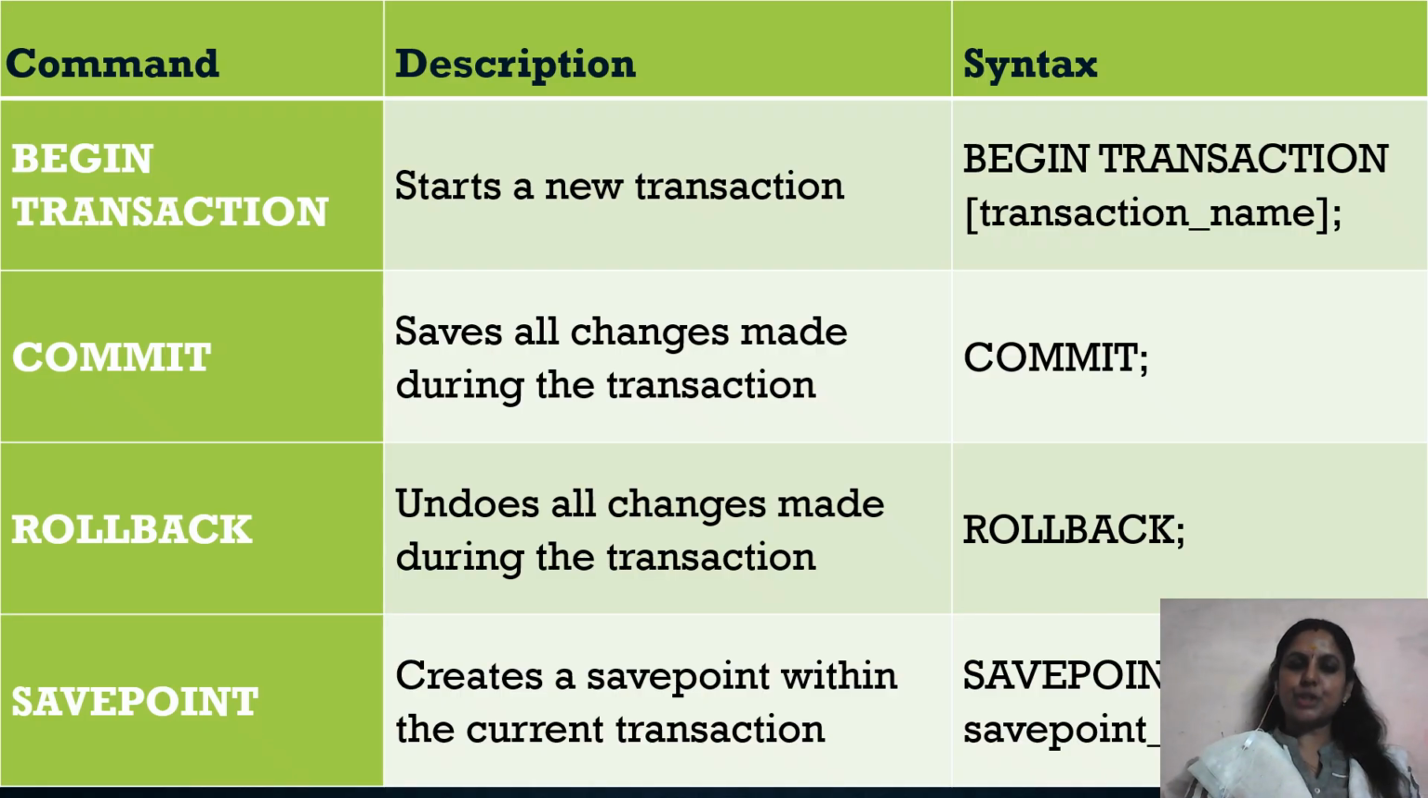The tabular column shows the commands which are used in the TCL. The first one, begin transaction. It starts a new transaction and the syntax is begin transaction and the transaction name we should mention. The next one is commit. Saves all changes made during the transaction. We can use just the word commit. The next one is rollback. Undoes all changes made during the transaction. We can just mention rollback.